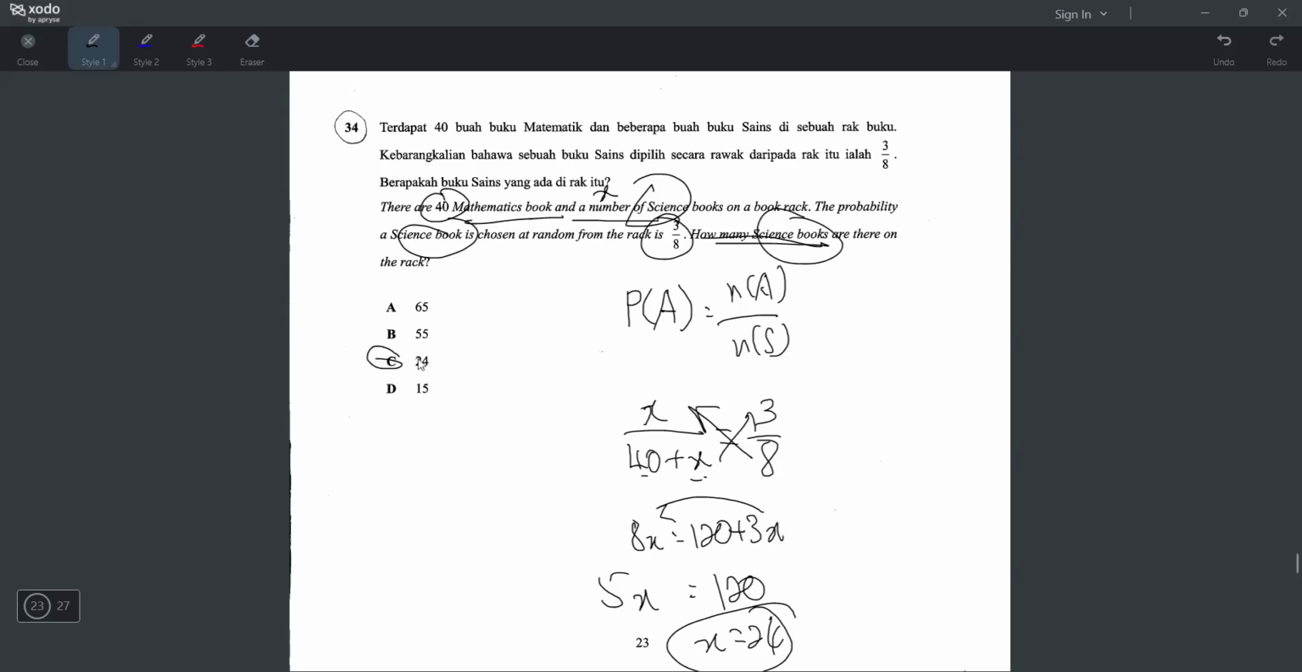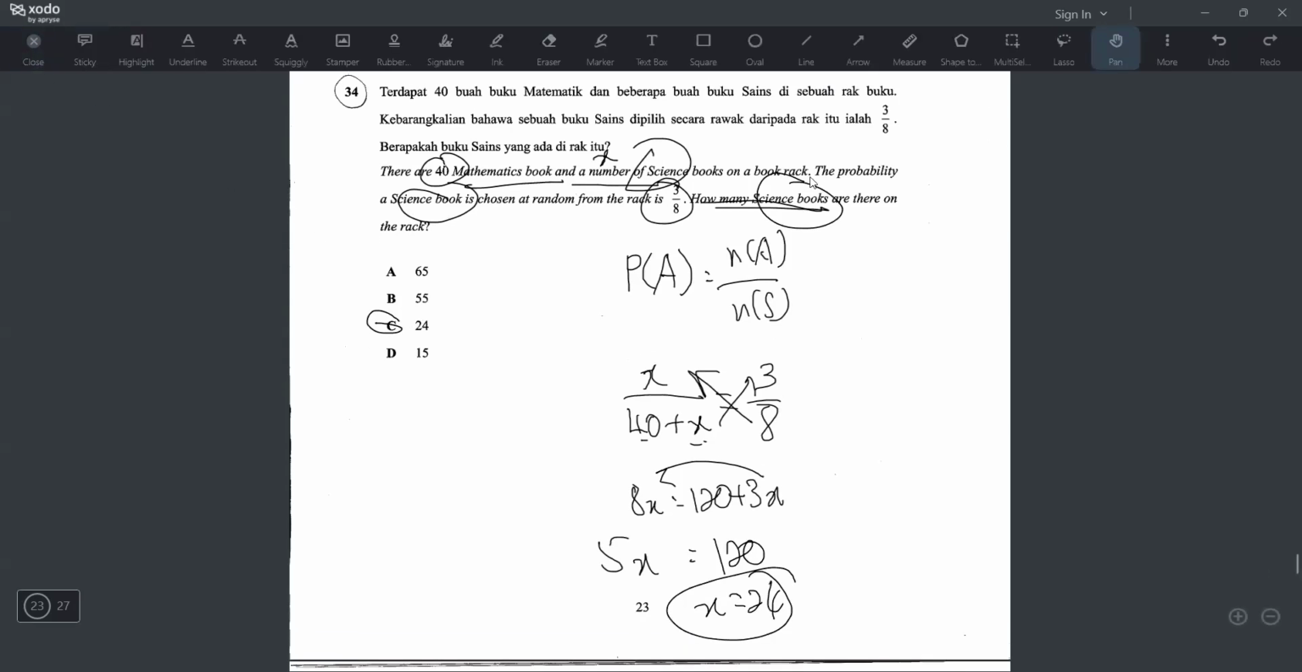Sometimes the questions, they will make it difficult. How do they make it difficult? Maybe they don't want you to find science books. Maybe they want you to find total books. If they want to find total books, then it's not 24. It will be 24 plus 40, which is 64. But that is if they ask you to find the total number of books. So you must read the question carefully, see what they want. Okay, this question they want science books, so 24. That's the answer. Okay.